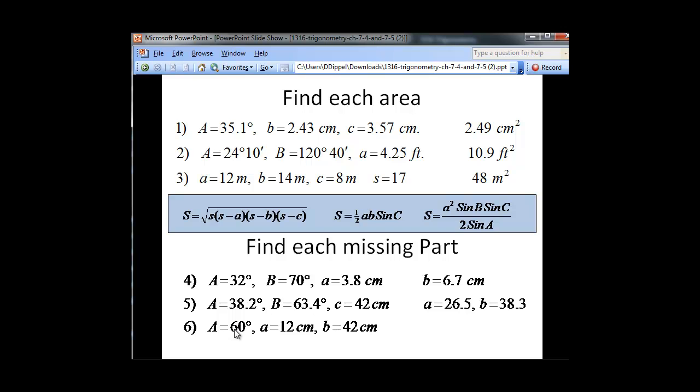And then number 6, law of cosines. If you have a 60, an A and a B, you should get no triangle. Sorry, law of sines. There's no triangle on that one. So that is everything from section 4, mainly finding the areas and then this review material.